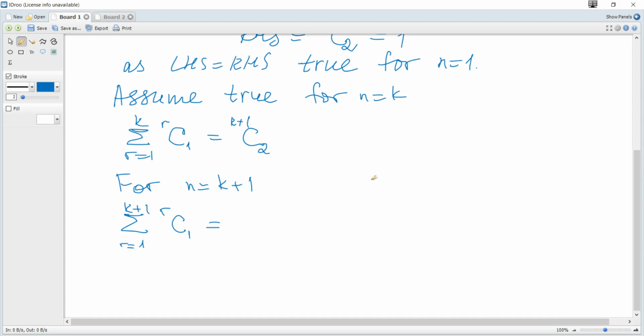Then, as usual, to be able to use this from assume, we split this sum up to k plus 1 into what?